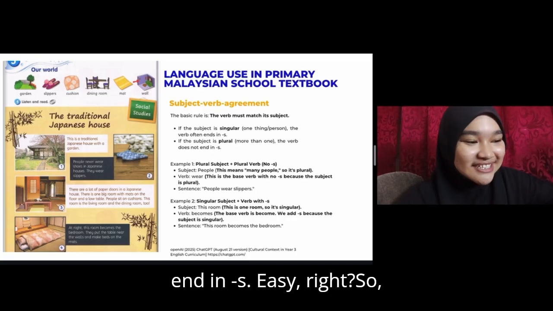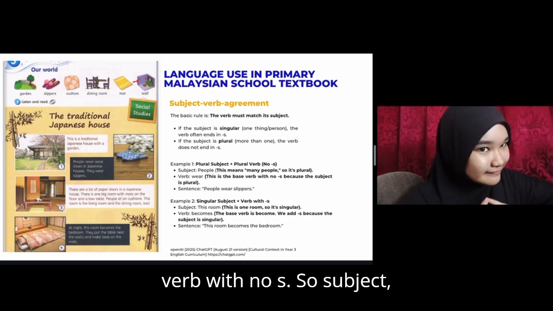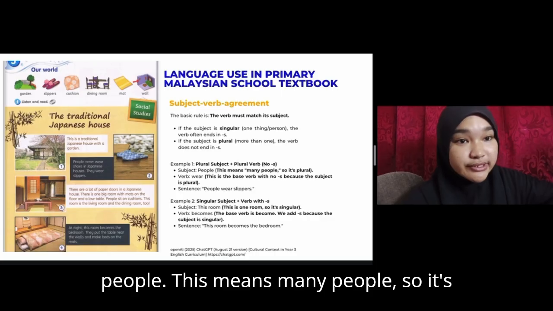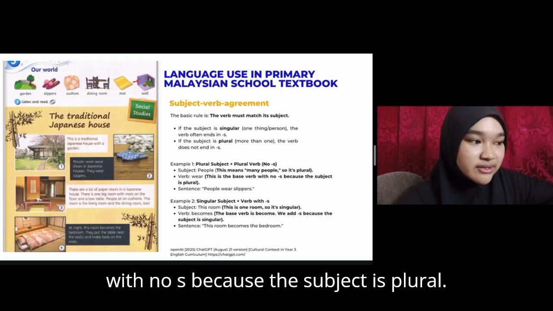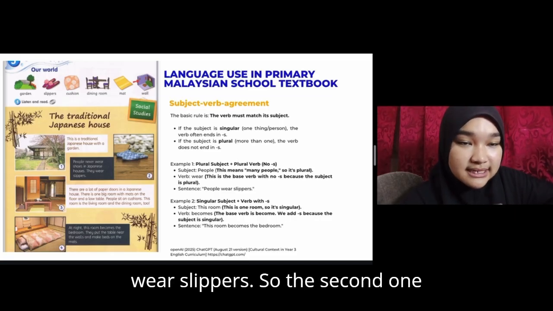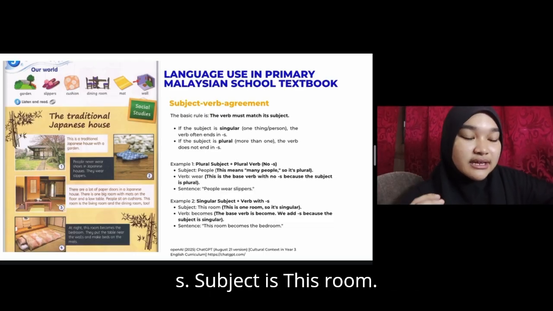Easy, right? So, for example, plural subject plus plural verb, no S. So subject, people. This means many people, so it's plural. Verb, wear. This is a base verb with no S because the subject is plural. So the sentence in the page is people wear slippers. So the second one is singular subject plus verb with S.